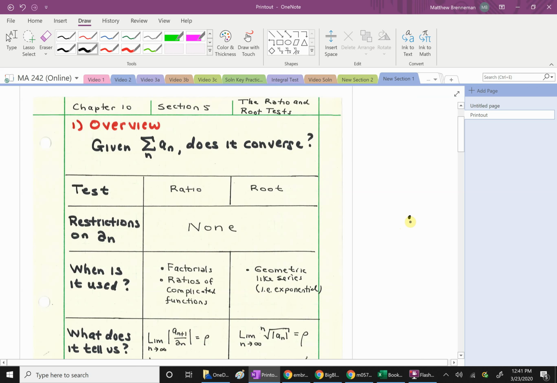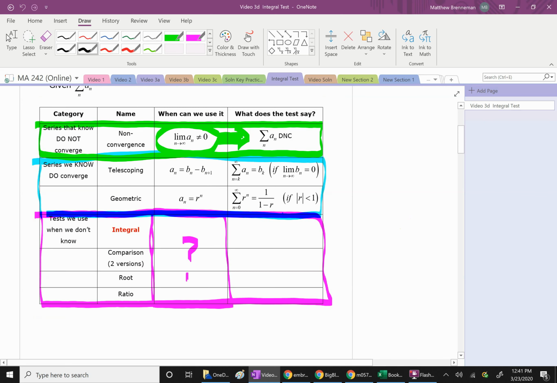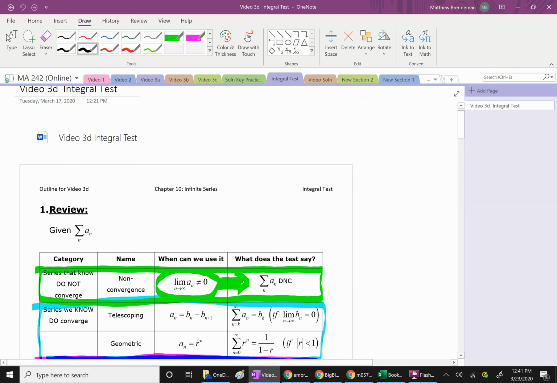You look at an infinite series. First, you do the test for non-convergence. Let me just reiterate this really quick. First, we try the test for non-convergence. We test to see if the limit of the sequence terms we're summing up don't go to 0. Chances are on an exam problem, they are going to go to 0, so we can't use this test.